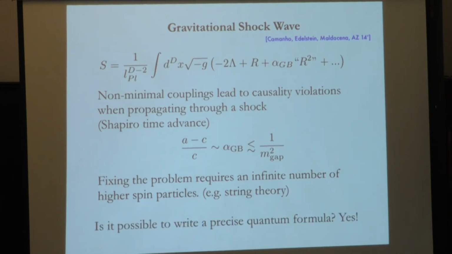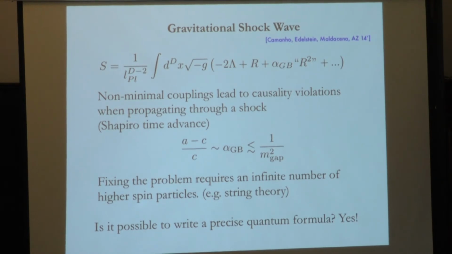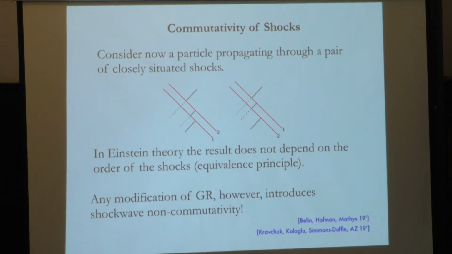Now, one problem in the subject is: is it possible to write a precise formula for this? Because there is a squiggly line, the argument is somewhat qualitative. And so the answer is yes, and let me tell you what it is. Consider particles propagating through a pair of closely situated shock waves. You can ask, does the result on the propagation of a particle depend on the ordering of shock waves? In Einstein theory, if you put two shock waves on top of each other, the result does not depend on the order of the shocks. And this is an expression of the equivalence principle, because a geodesic doesn't feel the ordering of the shocks.